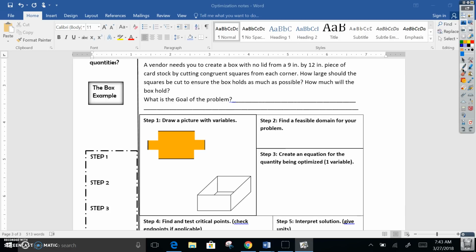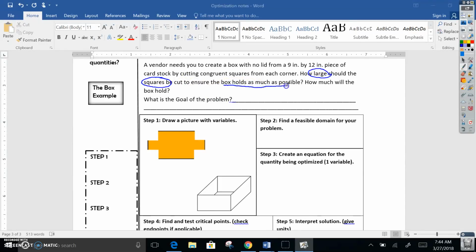So here's the thing. We first have to identify the question. And there's actually two in this problem. The question is going to be, how large should the squares be cut to ensure the box holds as much as possible? So when they ask how large or how big should the squares be, they're really asking us for the dimensions of the squares. And a square is where the length and the width are the same size. So really it wants to know what the sides of that square are in order to have a box that holds as much as possible.